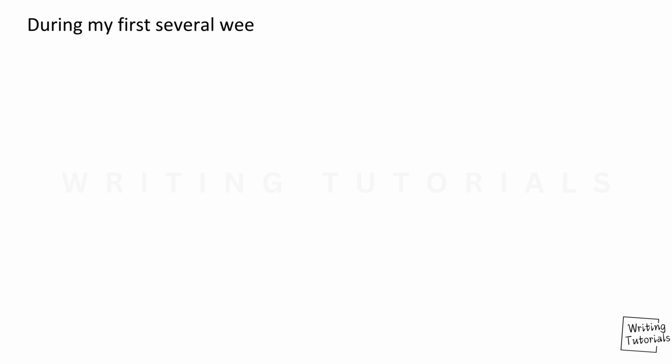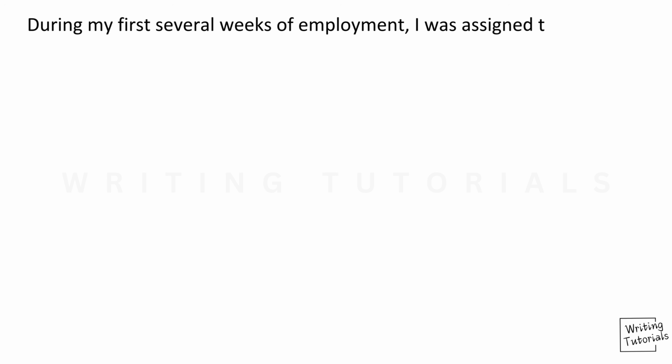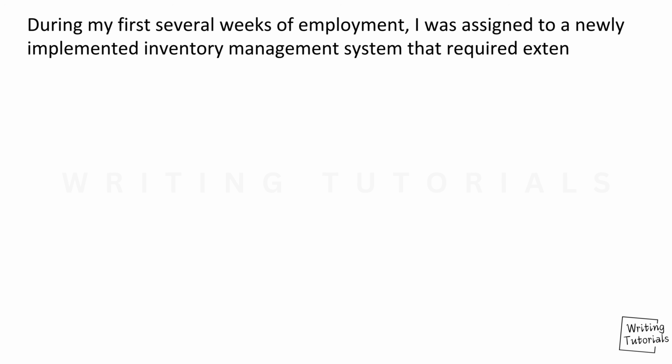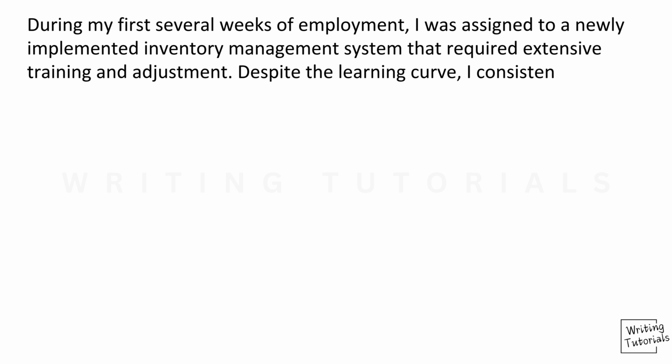Circumstances affecting performance, and evidence of improvement. Next comes one of the most important parts of the appeal. This section explains circumstances that may have affected performance and demonstrates improvement.